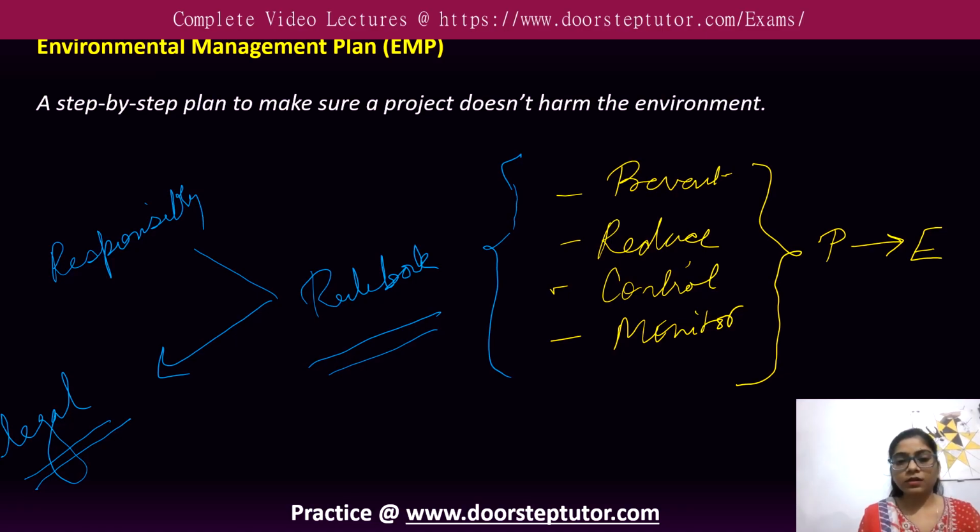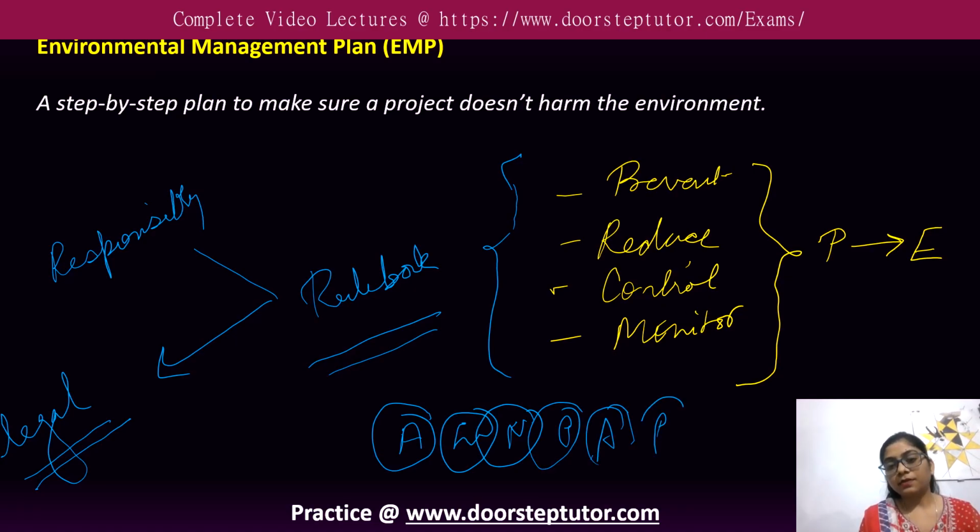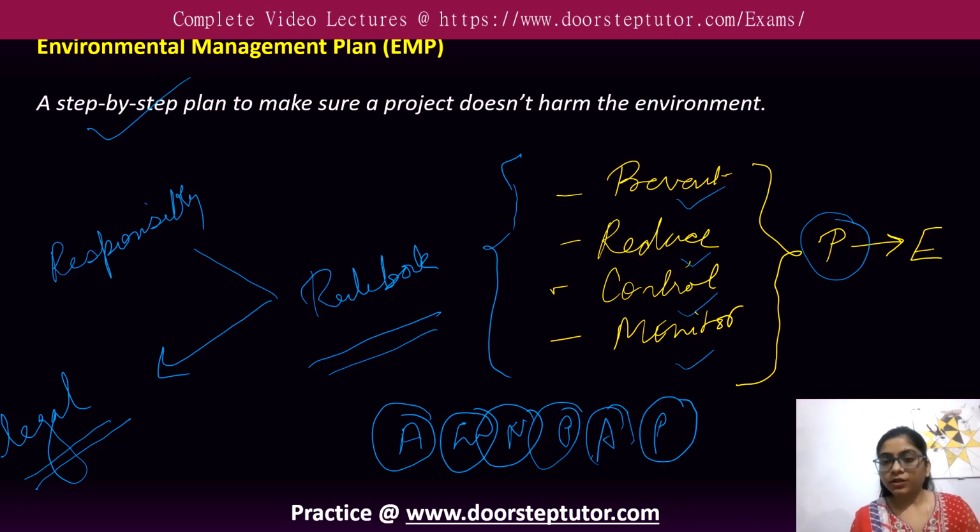And what are those components that we have to take care about? Air, water, noise, plants, animals, and people. Okay, so it's a step-by-step plan that ensures the prevention, reduction, control, and monitoring of any ill effect on the environment because of that particular project. And it's basically a rule book that helps you formulate the responsible and legally mandated action plan, right?